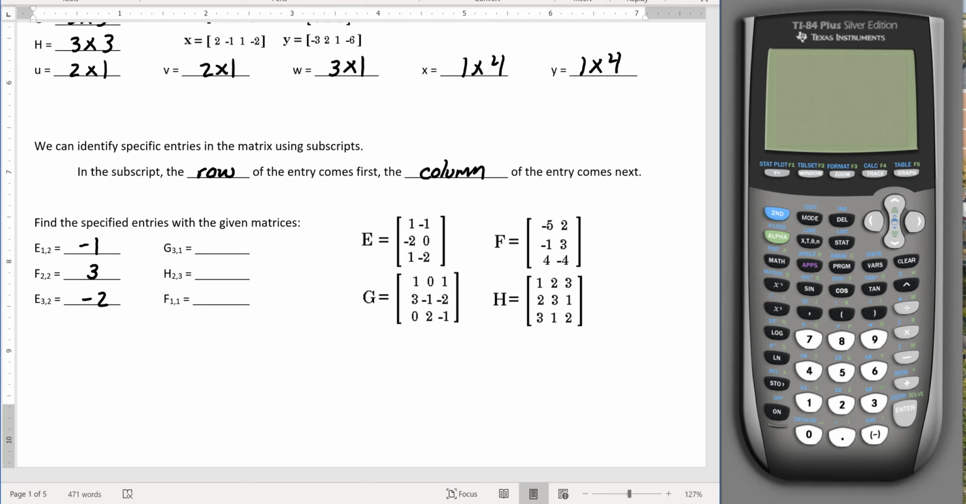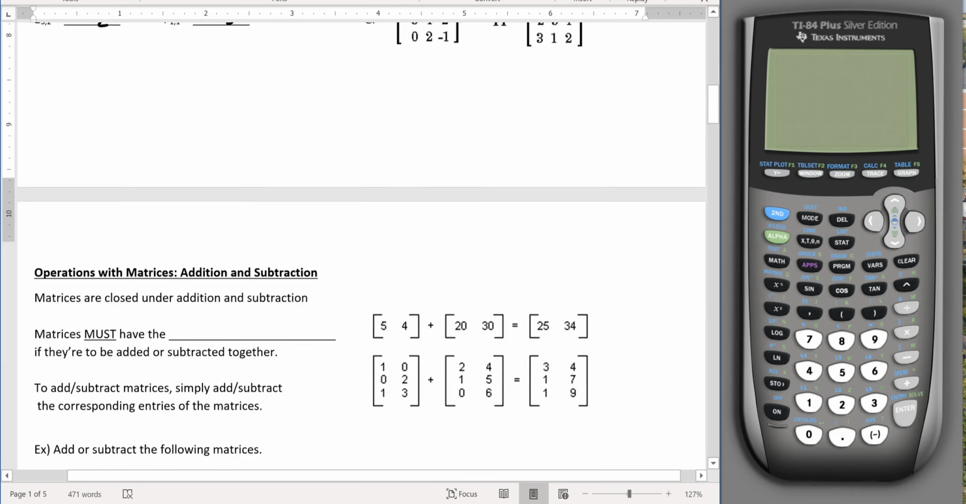G, 3, 1. So that's row 3, column 1. That would be 0. H of 2, 3. So the value in the second row and third column of H, that would be 1. And F, 1, 1, first row, first column, -5. So that's how we identify specific values within a matrix. Now, there may or may not be a comma here. Sometimes it'll just be E12, no comma. It really looks like E12, so you need to know that's saying first row, second column.